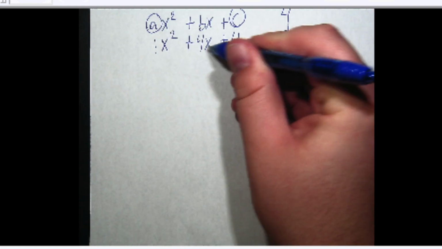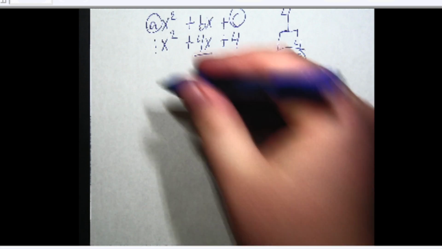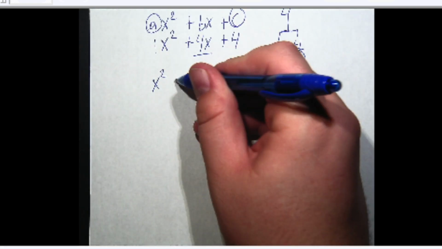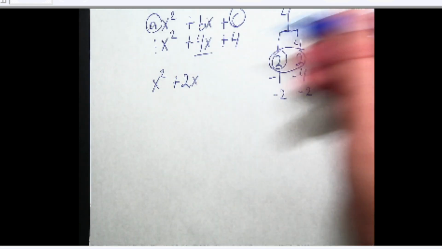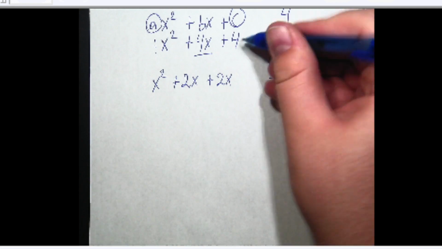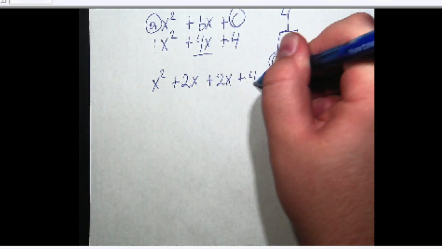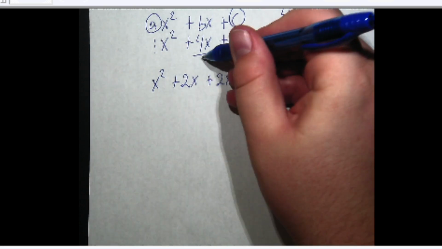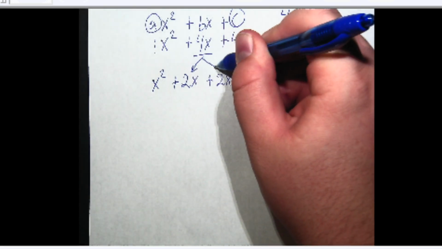So what we can do now is use these factors to replace this term, giving us x squared, then use this one right here, plus 2x, use this one right here, plus another 2x, and then drop that plus 4 down. So once again, all we've done is split this middle term into 2.